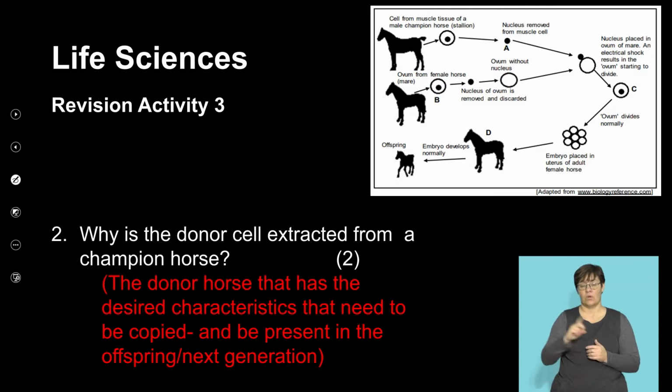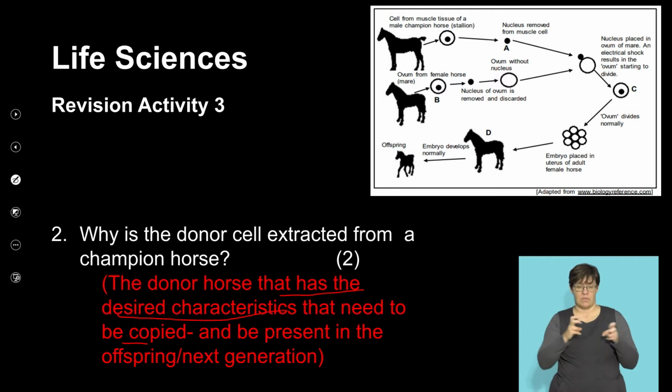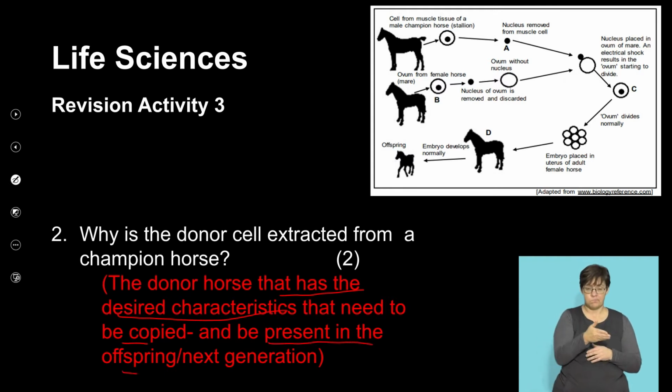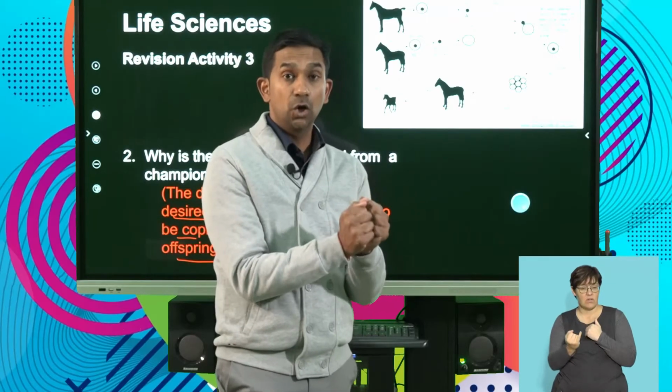So the donor horse that has the desired characteristic that needs to be copied, and that to be present in the next generation. And that is why we choose those desired characteristics in that individual and we clone that individual.